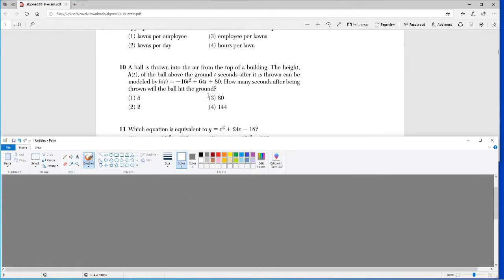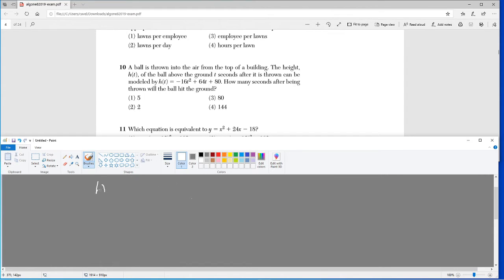Number 10, a ball is thrown into the air from the top of a building. The height h of t of the ball above the ground t seconds after it is thrown can be modeled by h of t is equal to negative 16t squared plus 64t plus 80. How many seconds after being thrown will the ball hit the ground? In other words, what we want to know is when height is equal to 0. Because when height is equal to 0, what does that mean? The ball is on the ground.